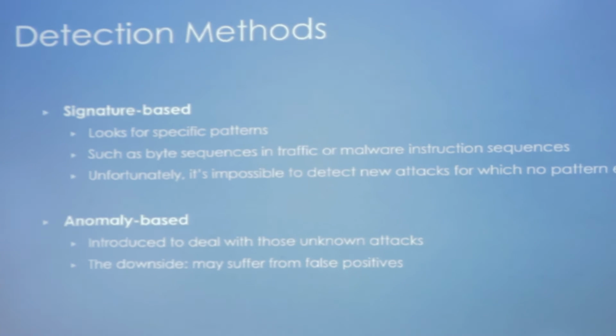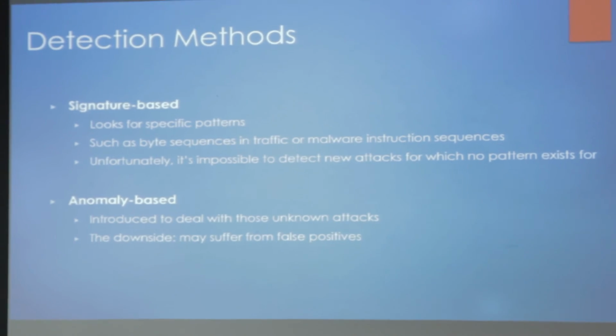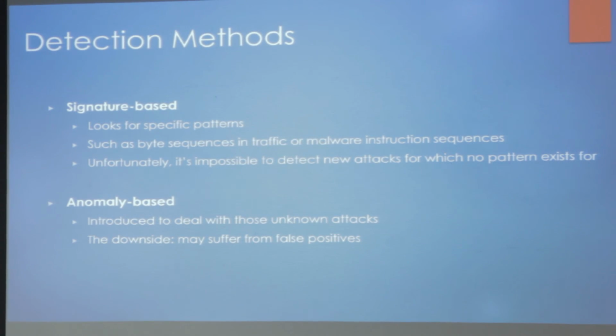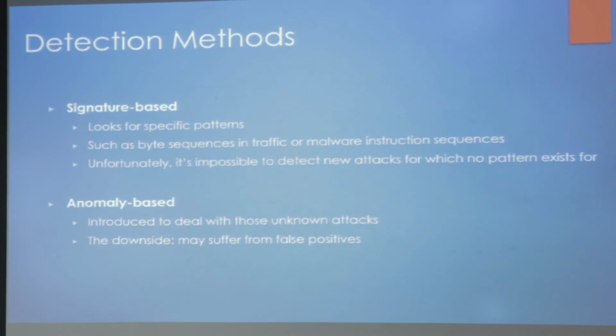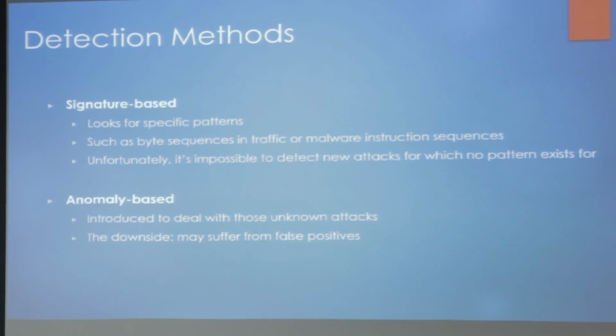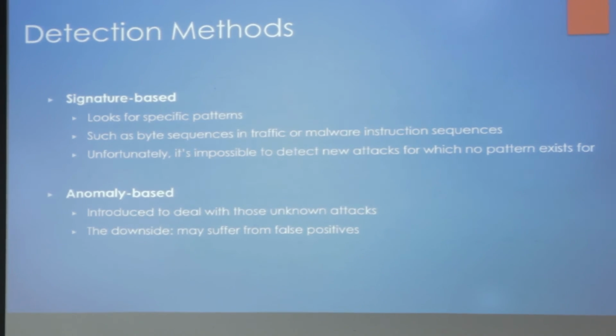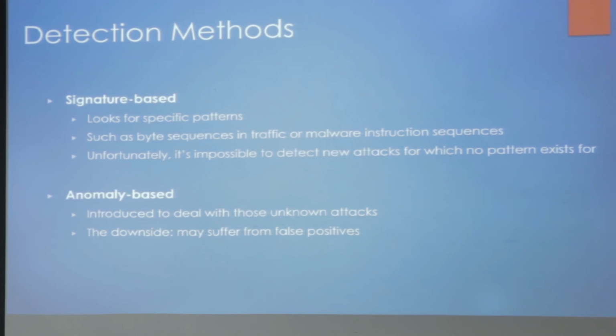So there are various detection methods that you can use. Signature-based: what happens is it is a specific pattern lookup, really. So it's heuristic analysis, and you can look for things like byte sequences in traffic or malware instruction sequences as well. But unfortunately, it's impossible to detect any new instruction sequence at all if you don't already have a rule based around it. So for example, Dirty Cow. When that came out, there was no signature based around it. I think it was a vulnerability that affected Cisco switches, or maybe routers. But either way, nobody could detect it until papers were written and signatures were actually developed for it.